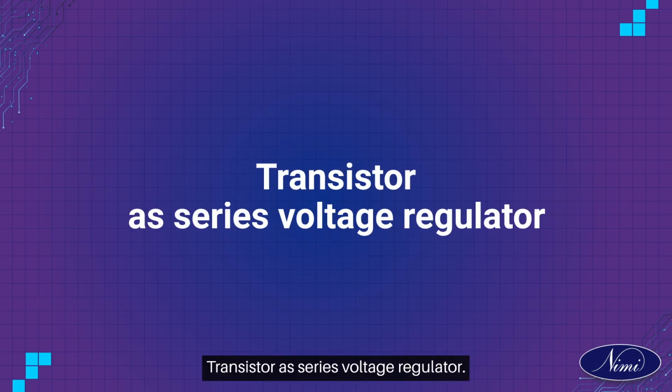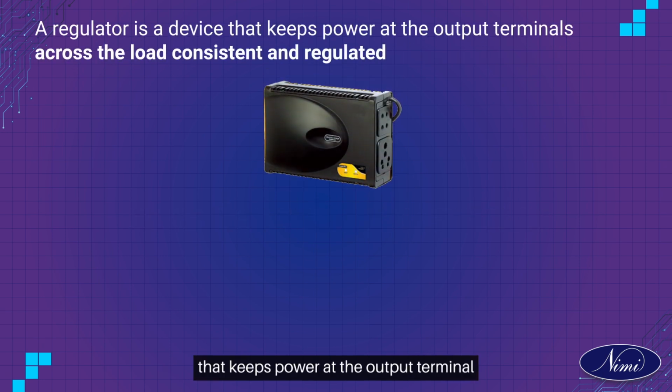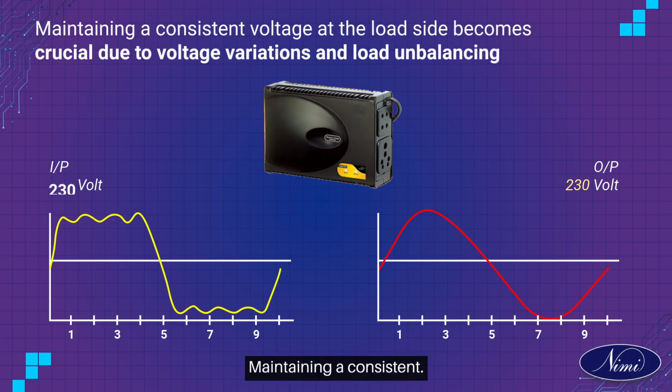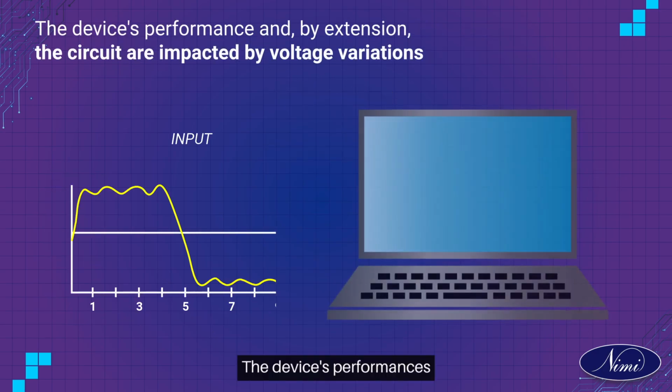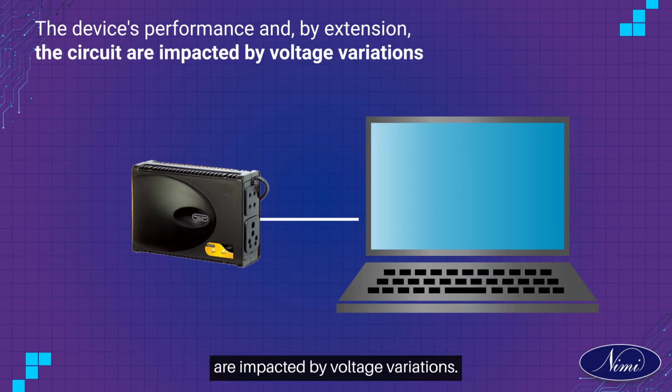Transistor as series voltage regulator. A regulator is a device that keeps power at the output terminals across the load consistent and regulated. Maintaining a consistent voltage at the load side becomes crucial due to voltage variations and load unbalancing. The device's performance and, by extension, the circuit are impacted by voltage variations.